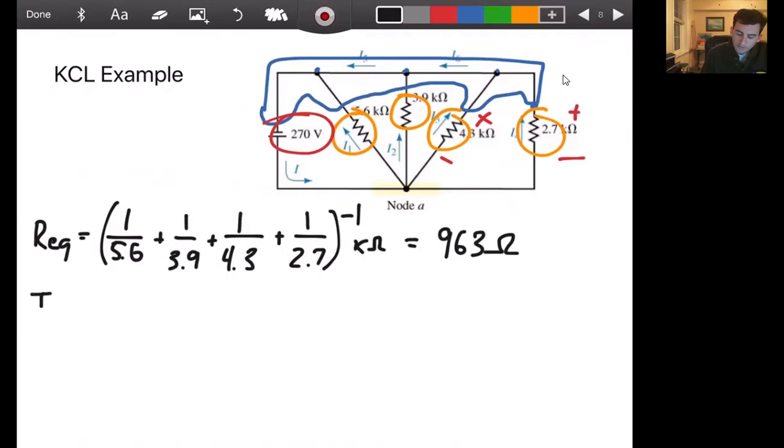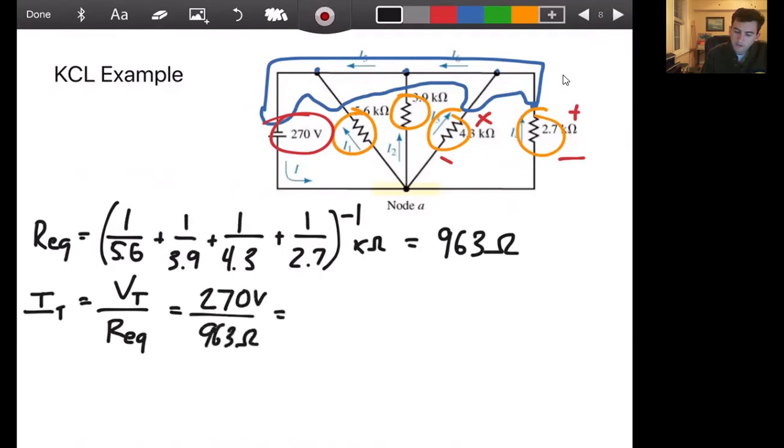I total then, just using our V equals IR, Ohm's law equation, is just going to be our V total divided by R equivalent, or R total. I'm using those terms interchangeably here. That's just 270 volts divided by the 963 ohms, which we just solved for, to yield 280 milliamps.